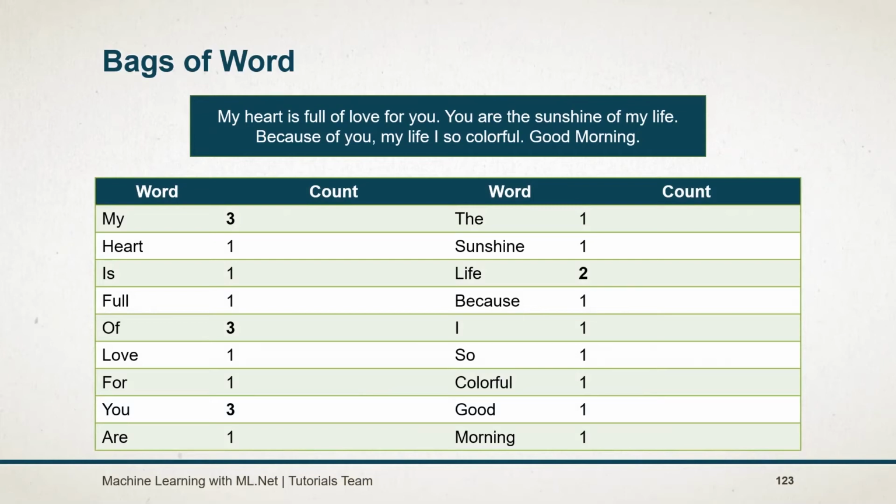Here the word "my" comes 3 times, so it will be added just once, but its count will be 3. Similarly, "life" comes 2 times, so it has a count of 2, and words that come just once will also be added in this bag. In ML.NET, the ProduceWordBags method will convert this count into a vector of ngram.